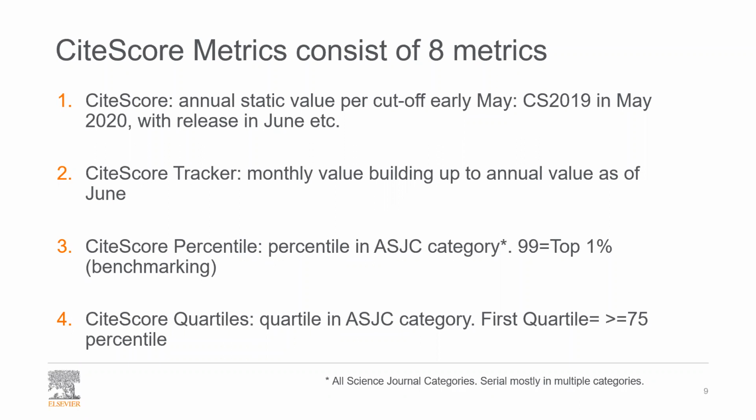And apart from that, we have a CiteScore percentile as well. This percentile is based on all science journal categories. For example, you have top 1%, top 5%, top 10%. This is used for benchmarking. And the fourth one, we have CiteScore quartiles. Quartiles in the all science journal category means you have the first, second, third and fourth quartile, or so-called Q1, Q2, Q3, Q4. I know you have the same in journal impact factor as well, but we do have the same quartiles based on the CiteScore calculation in Scopus.